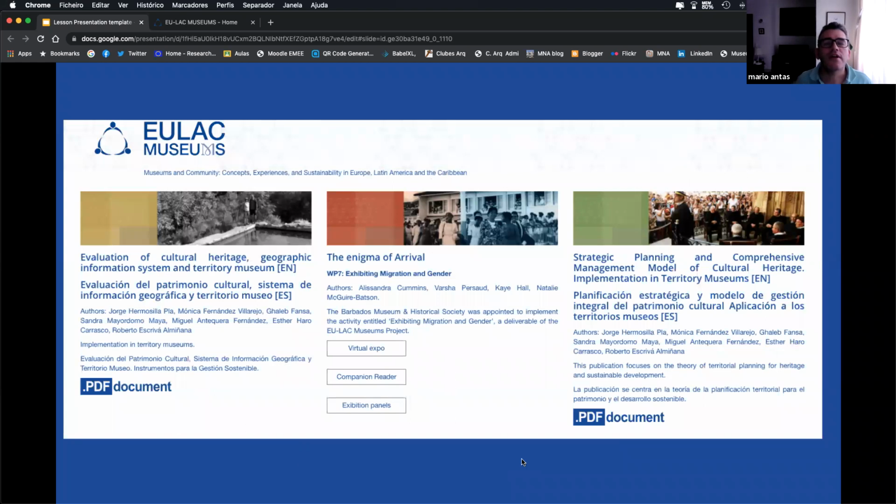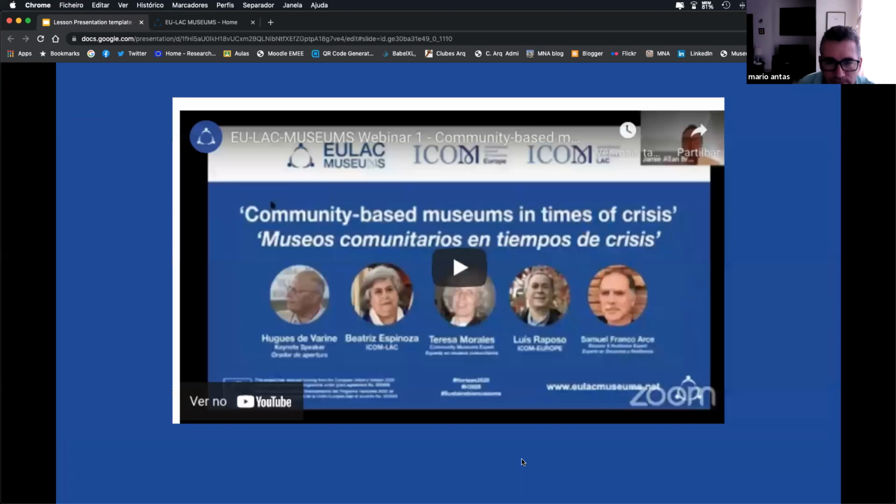And of course, there are different types of resources produced by this project, like virtual exhibitions, and a lot of documents that anybody can use in different museums around the world. The main word for this project was to share, for us to understand better other museums around the world.